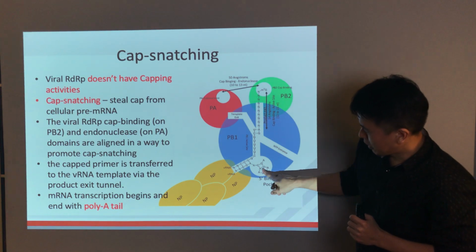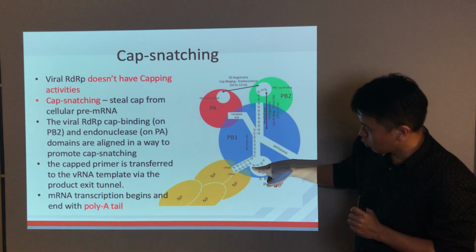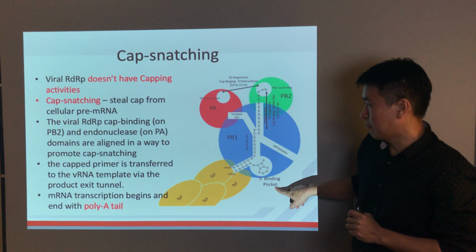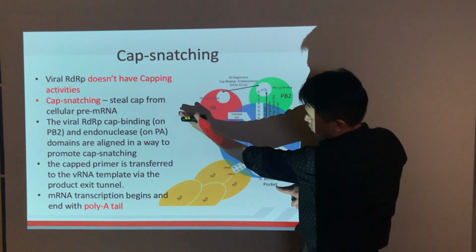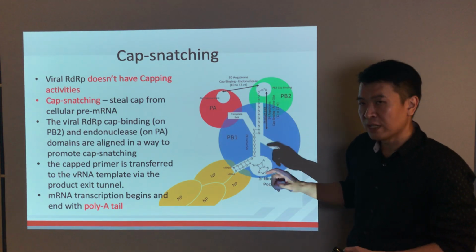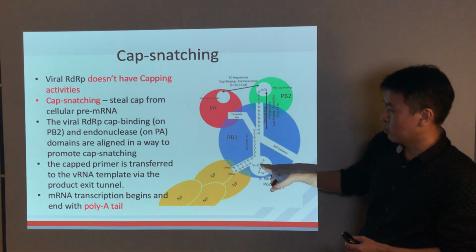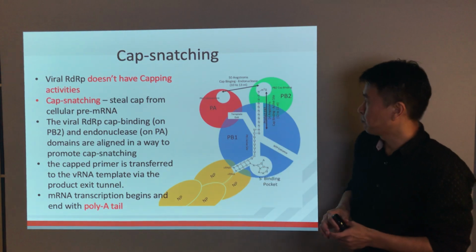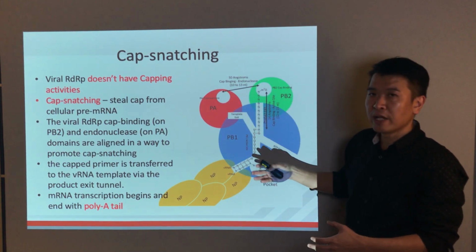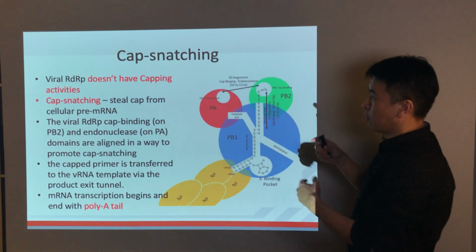Bear in mind that the 5' end of the RNA is still bound within PB1, in the 5' binding pocket. So the RNA still goes out and goes up, and eventually it comes to a point where the RNA can no longer go out because the binding pocket is bound to it, and it comes back. So this is how the mRNA is initiated, synthesized and polymerized.